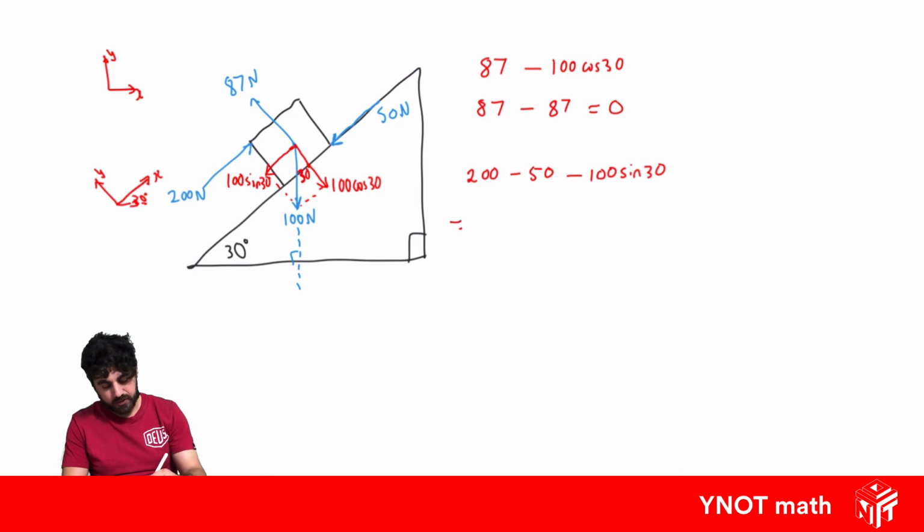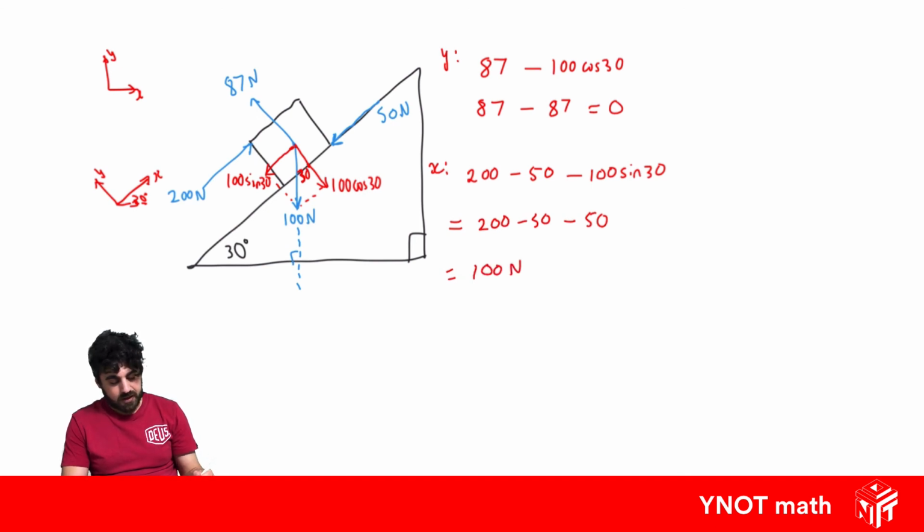If we calculate all this, so this was with the y direction and this is with the x direction, we're just going to have 200 minus 50 minus 100 sine 30, which is also 50, and 200 minus 50 is 100 newtons. Because that answer is positive, it acts in the direction that we defined as positive. So the overall movement of the system is a force of 100 newtons pushing this box up the incline.